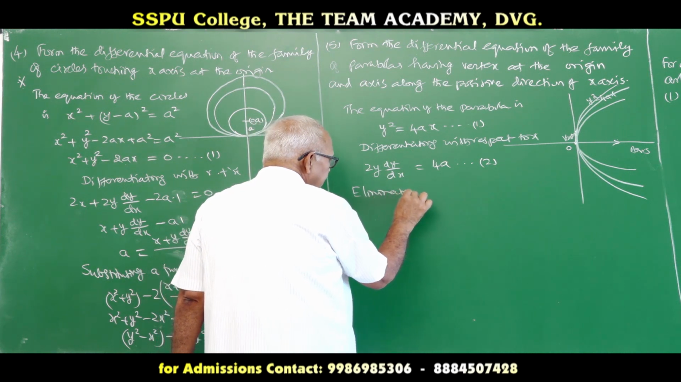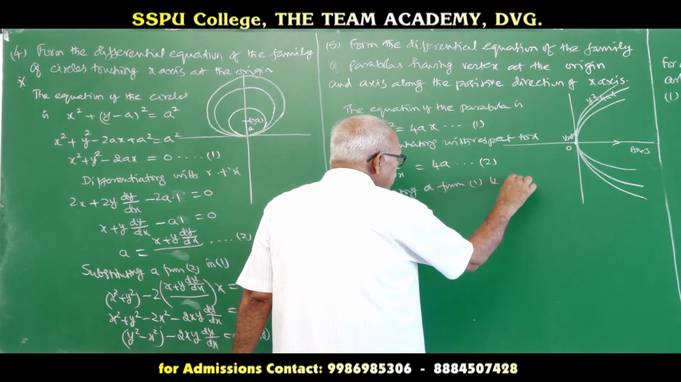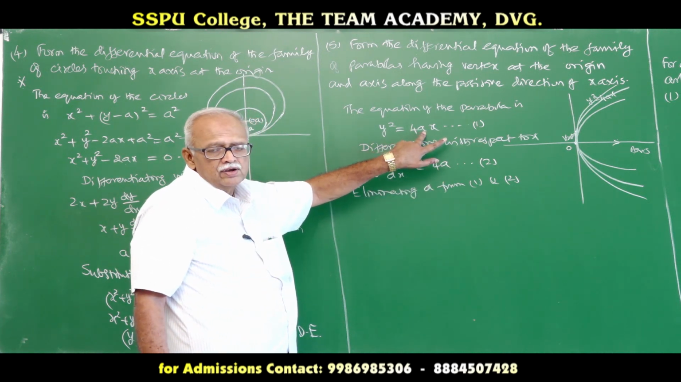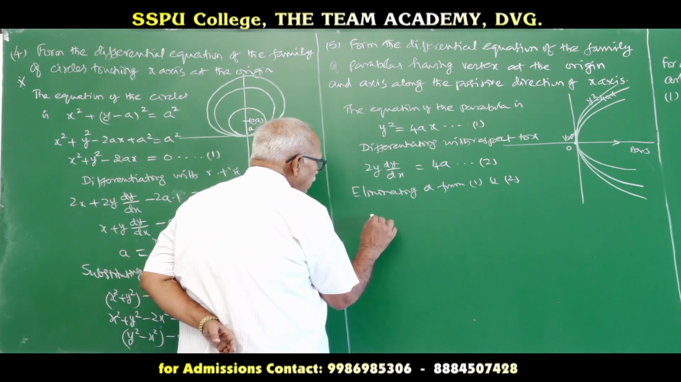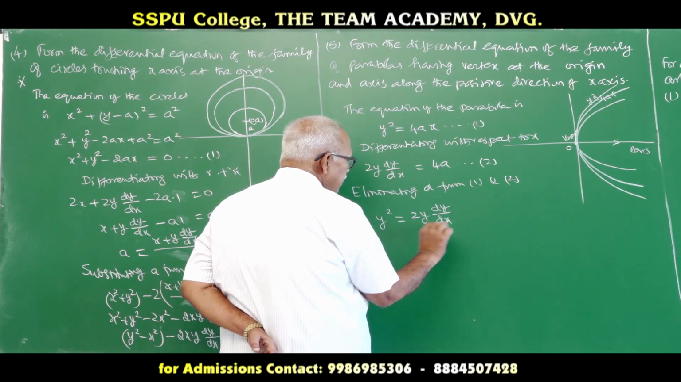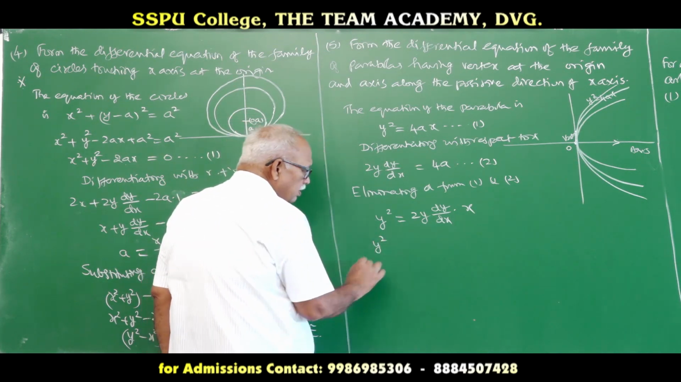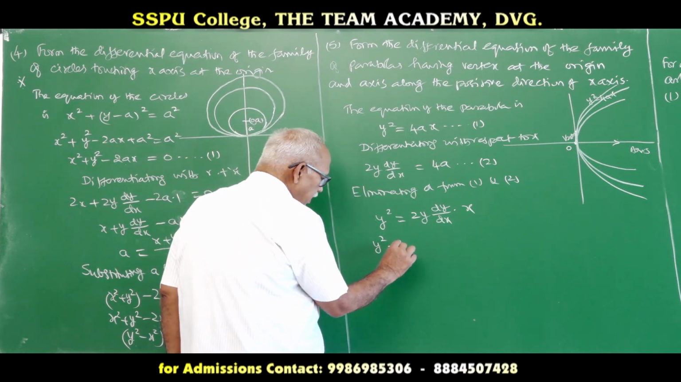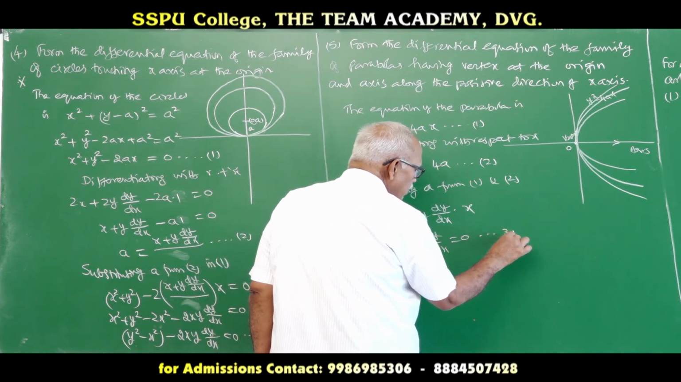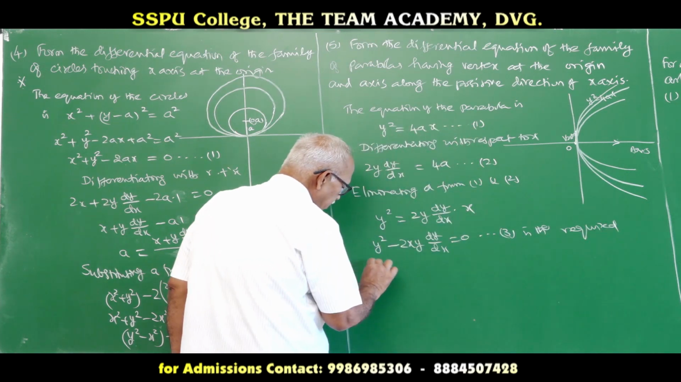How to eliminate? Eliminating a from equations 1 and 2, very simple. 4a is 2y dy by dx. If you substitute it here, 4a gets eliminated. So, that is y square is equal to 2y dy by dx into x. So, the differential equation is y square minus 2xy dy by dx is equal to 0, the required differential equation.